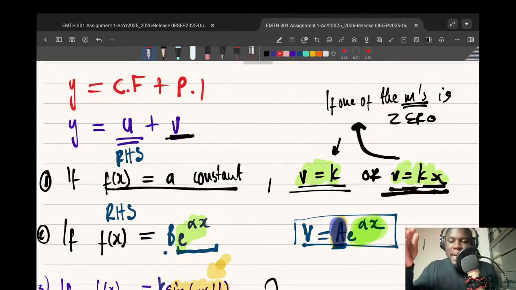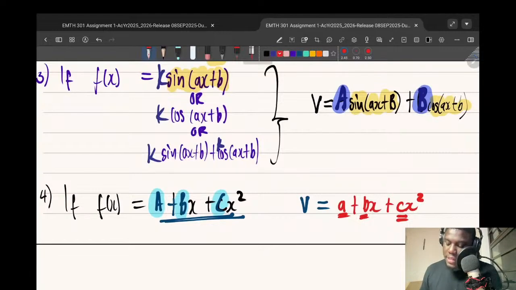Exponential, bring it back, but put an a. Constant, choose your v being k, or v being kx. So this part depends on your ability to choose v. Can you choose the correct v which you will look for? If you can, salute. You're going to solve. We have it again here. A sine with ax and b, but now you will look for this a and the b. But choose the correct v.